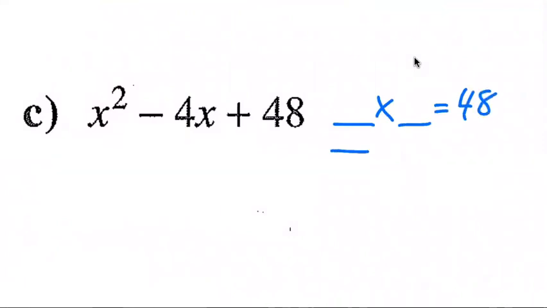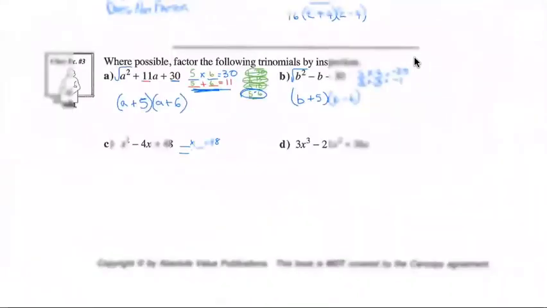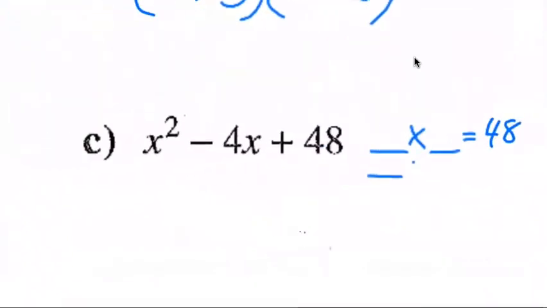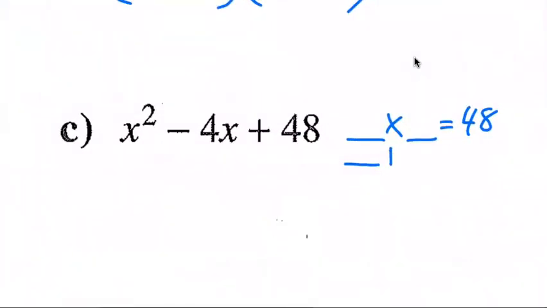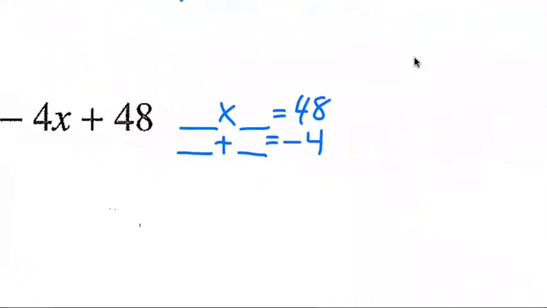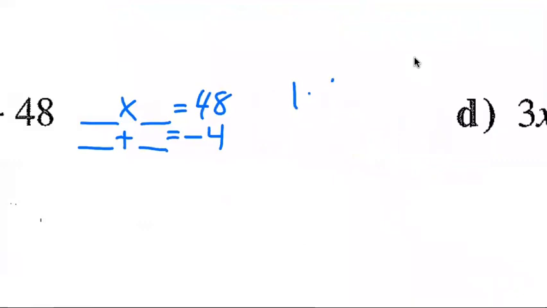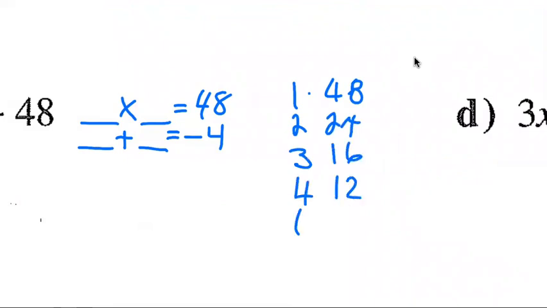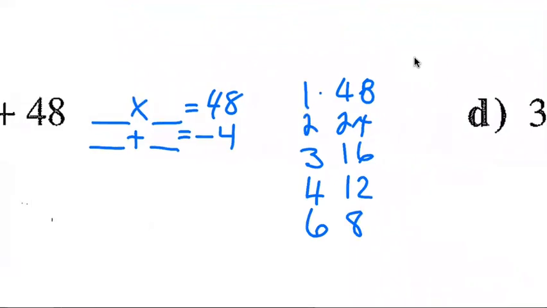Those same two numbers are going to add together to give -4. So again, I've got to figure out what my choices are. Well, 1 times 48, 2 times 24, 3 times 16, 4 times 12, 6 times 8. Multiply together to give that, add together to give -4.